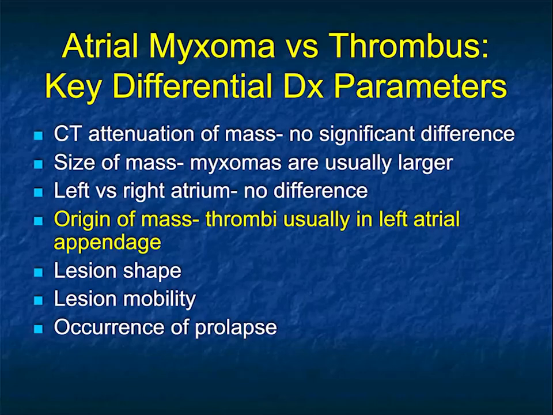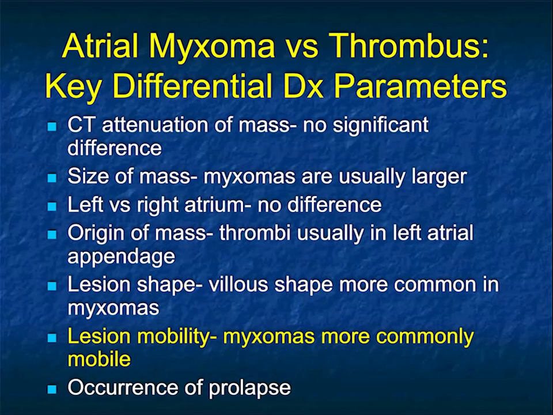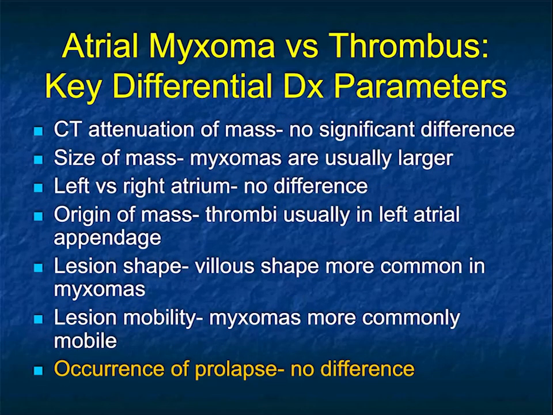And again, we've shown you some cases of atrial appendage thrombi, and the whole Watchman device is used to put in there to prevent any complications from those thrombi. We talk about shape. Villus shape is more common in myxomas. Mobility, myxomas commonly are more mobile. If you do a 4D display, they tend to flop more. And occurrence of prolapse, there is no difference. So you can see some of the things can be helpful.